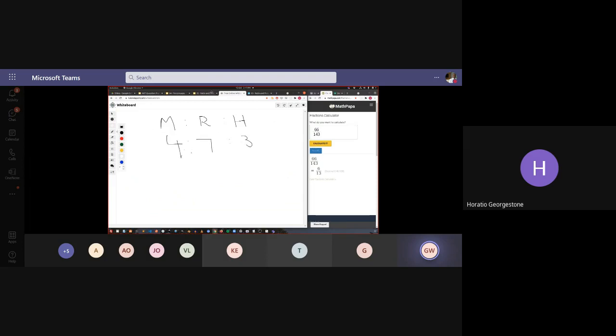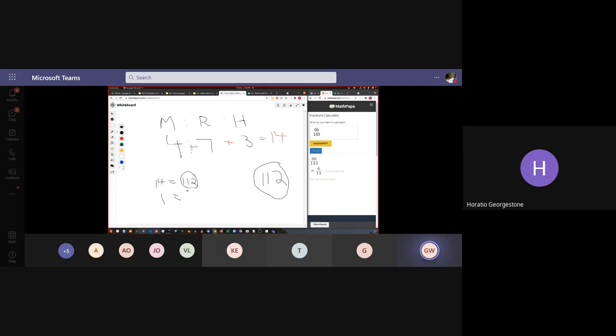Now the actual total number of bikes was 112. So, what's the total number of parts of the ratio? Because that's the number that represents the total number of bikes. So 4 plus 7 plus 3 is 14. So that means that 14 parts of the ratio represents 112 bikes. So what does one part represent?